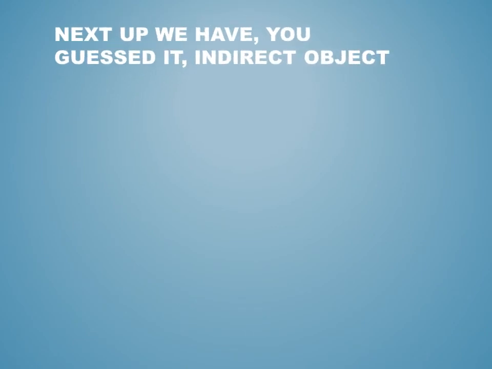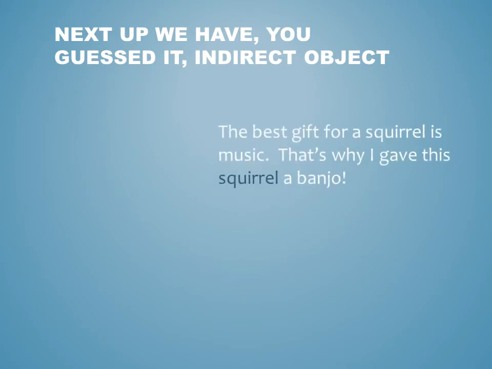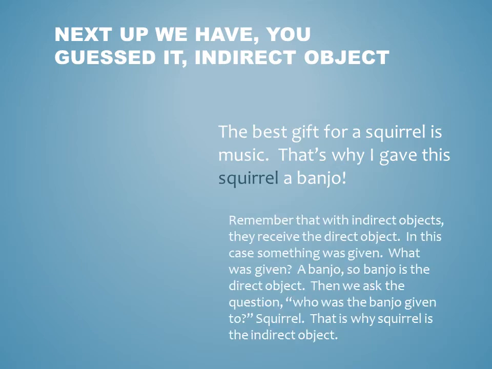Next up we have, you guessed it, the indirect object. Here's our example sentence. The best gift for a squirrel is music. That's why I gave this squirrel a banjo. Right? Once again, what you're going to have to do for this one is use those clues. What's the subject? Now you're only looking at the second part of the sentence. Or I'm sorry, there are two sentences. You're looking at the second sentence.